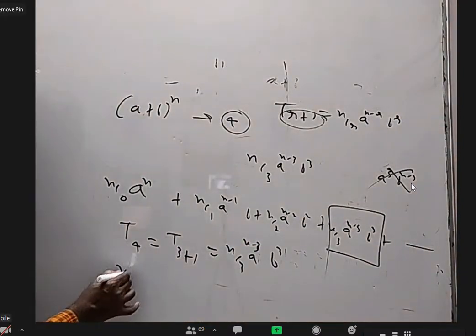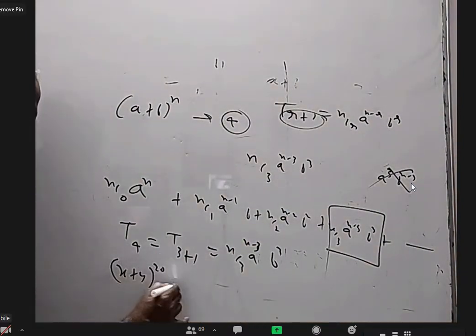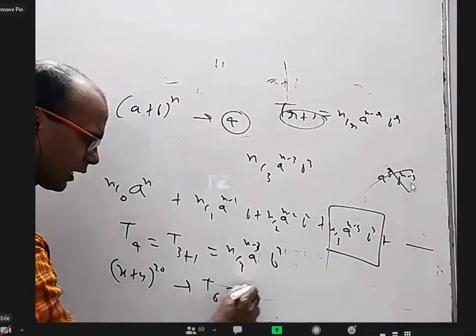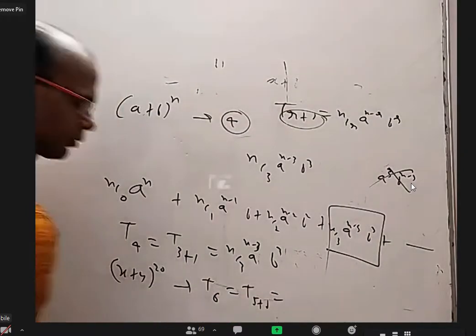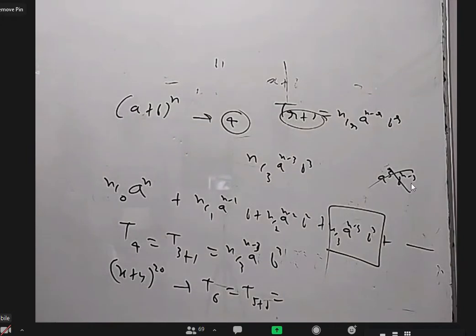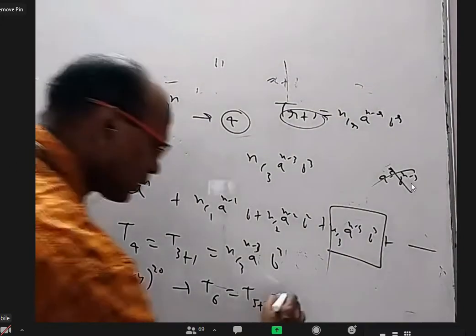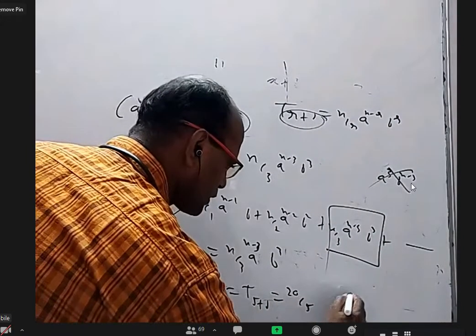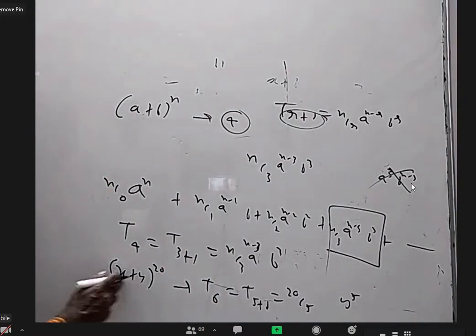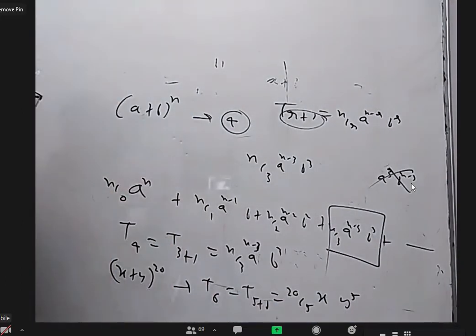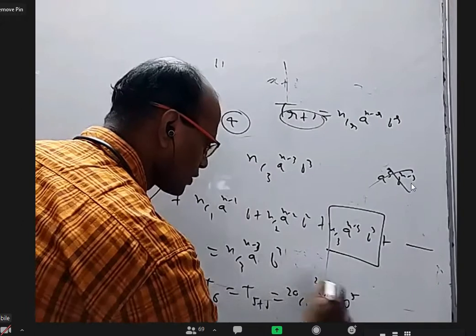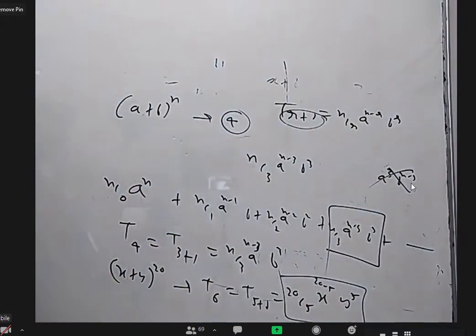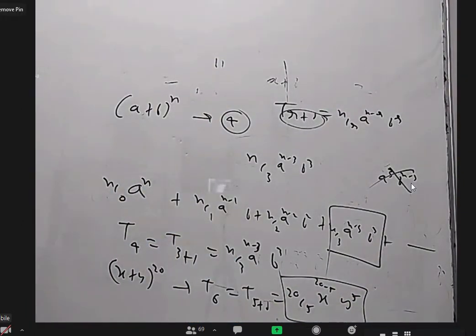For example, if I take x plus y whole power 20, what is sixth term? I have to write T5 plus 1. What should I write then? NC5 into a power n minus 5 b power 5. 20 C5 y power 5 and x power 20 minus 5. Yeah, it is this. So we should not change the order. Which is the first term, which is the second term.